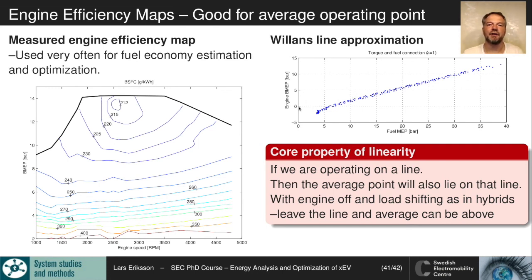So for hybrid electric vehicles we need to do something more advanced, but for conventional vehicles, the average operating point method gives us numbers in the right ballpark for these reasons.